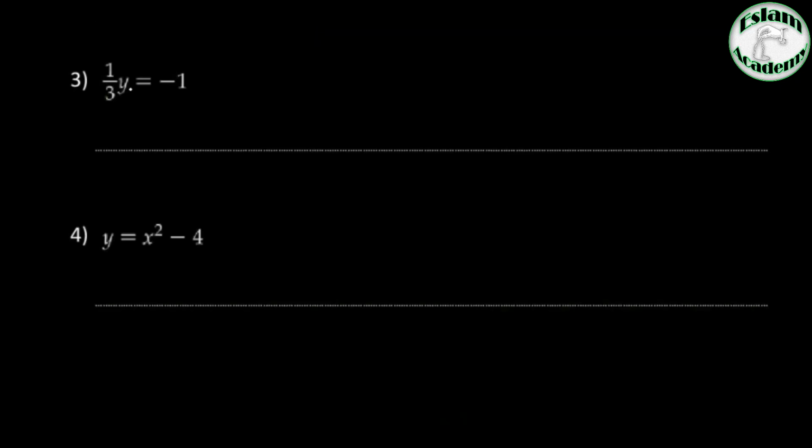Number 3: 1 over 3y equals negative 1. This relation is of the first degree, because we have only one variable raised to the power 1. So we can say this relation is of the first degree, so it will be a linear equation.